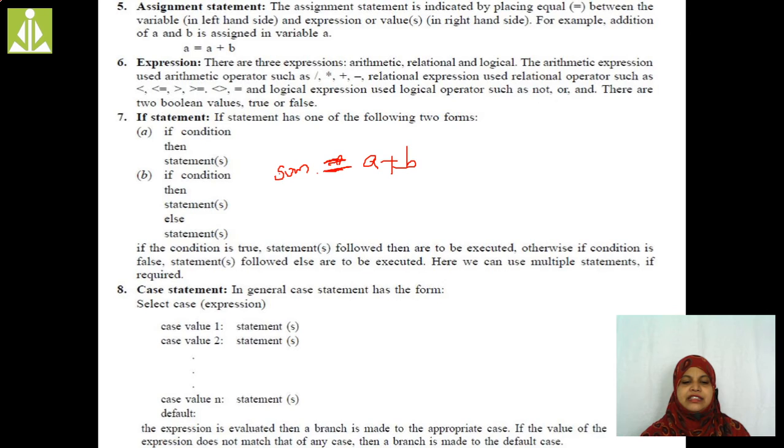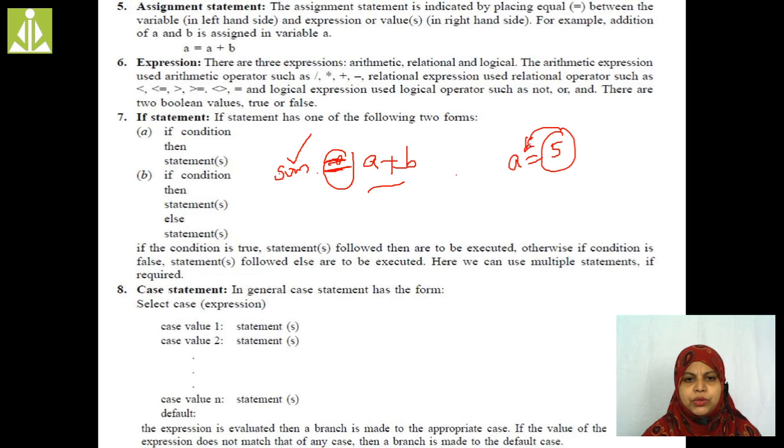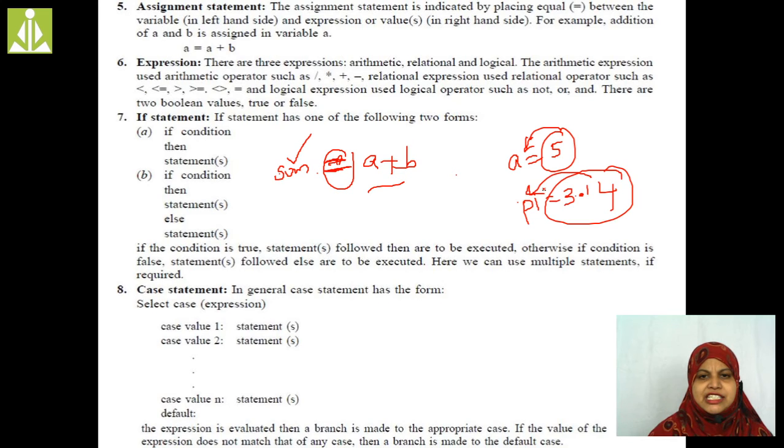This assignment operator is present between the variable and the expression. In some cases, a equals to 5, we are assigning a constant value to a. In some cases, pi equals to 3.14, we are assigning a constant value to one variable, that is pi. The assignment operator is used to assign a value to that particular variable or expression. By using the equal operator, we are assigning the value.